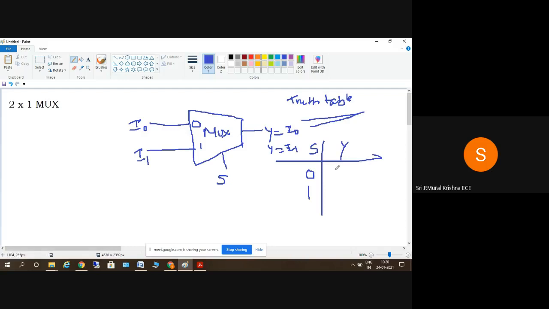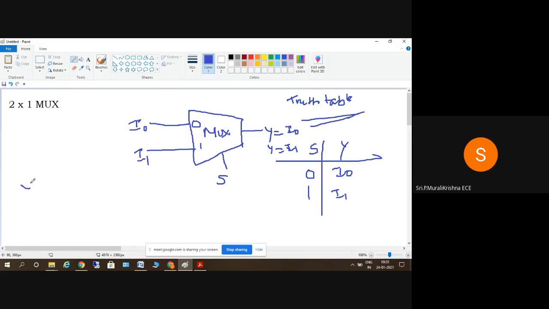That is a simple concept. Based on the selection line, one of the inputs is directed towards the output. When S is equal to 0, I0 will be the output. When S is equal to 1, I1 will be the output. Clear? Yes, sir. This is the truth table of a 2:1 multiplexer.